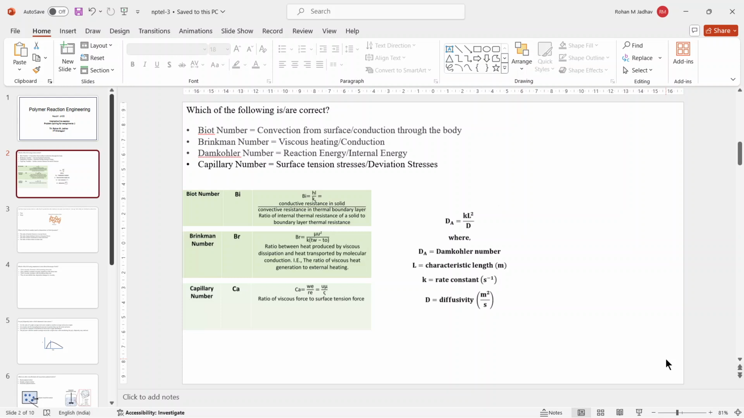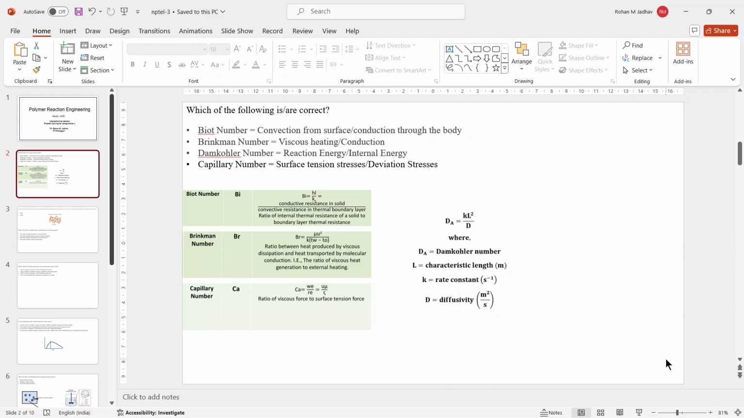So the first one we have is the Biot number, where we have been given that Biot number is equal to the conductive resistance in solid divided by the convective resistance in thermal boundary layer. This can be understood by thinking that whenever the heat has to travel from inside a solid body to its surface, and then from the surface it will be liberated outside by the convective transfer. So what's happening here is we have the convection from the surface divided by the conduction through the body. So that is the definition right here.